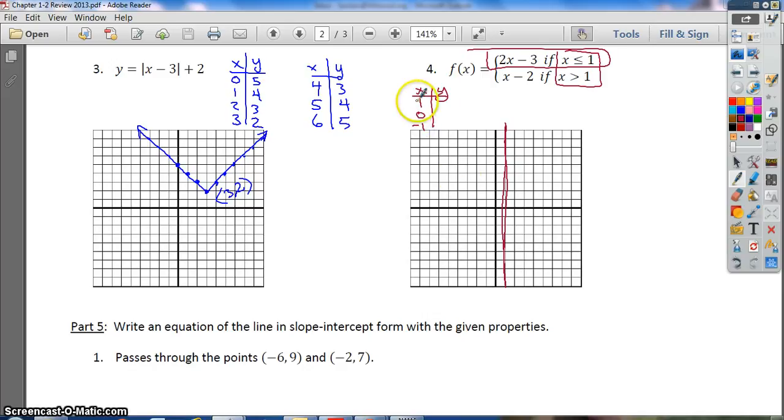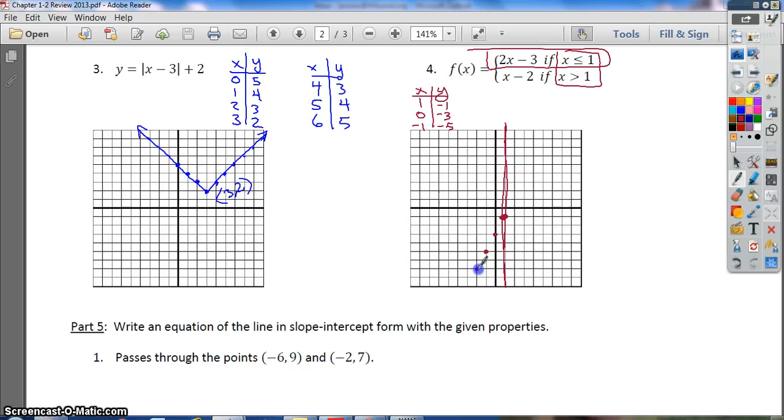0 and negative 1. If I put 1 in here, I get 2 minus 3, which is negative 1. If I put 0, you'll get negative 3. If I put negative 1 in, you'll get negative 5. So 1 down 1, and it is a closed circle because it is equal to. Closed circle, 0, negative 3, negative 1, down 5.